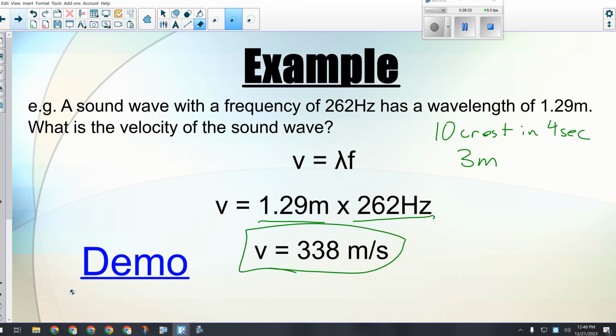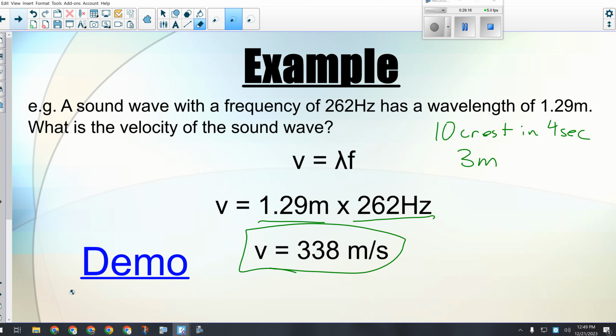The 3 meters would be the wavelength. It's the distance between two crests. I could have also said the distance between two troughs. I told you 10 crests go by in 4 seconds. What can you use that to get? Frequency. How many waves went by? Ten crests went by. How many waves went by? 9. That's what gets people.